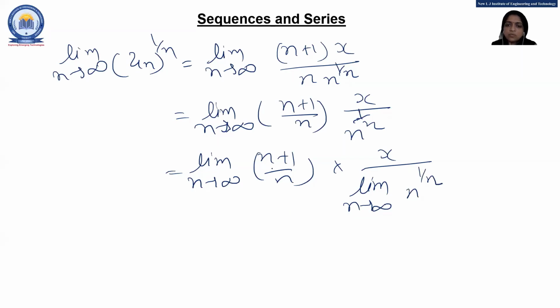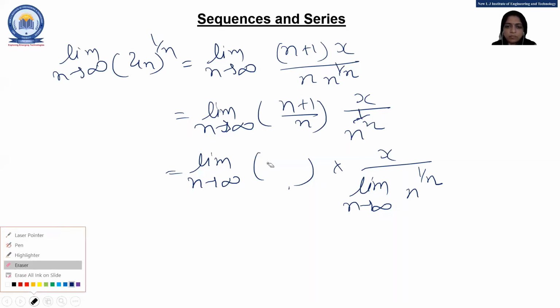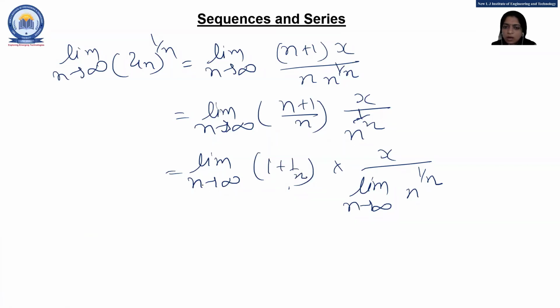See, this is 1 plus 1 by n. If I divide individually, n upon n is 1, and this is 1 by n. So this one is 1 plus 1 by n. Okay, so after applying the limit, the value of this bracket is 1, and the value of this denominator is also 1. Listen, the value of both is 1.